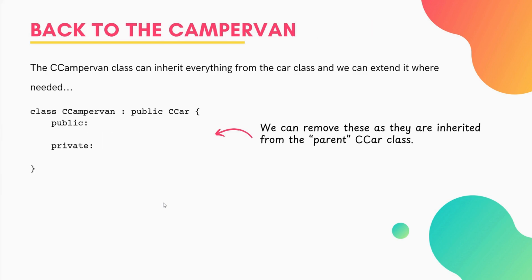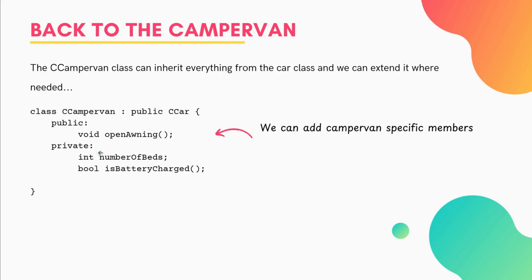What we then need is our public and private encapsulation, saying whether these variables and functions can be used outside of the class or only within it, and whether they can be inherited. Then we can have specific variables and functions that work for just a campervan. So we've got open awning, because most cars don't have awnings, campervans do.